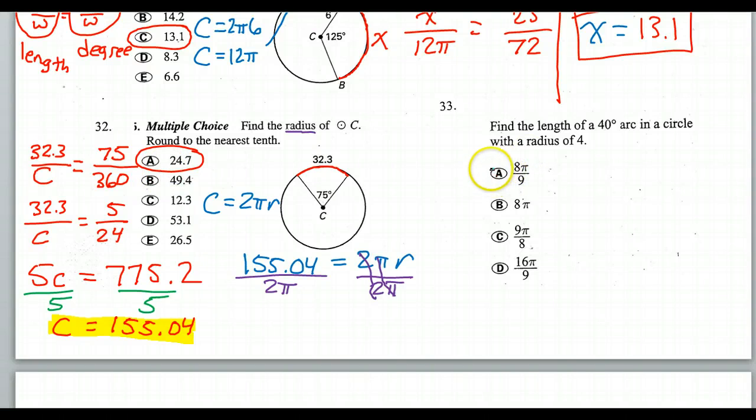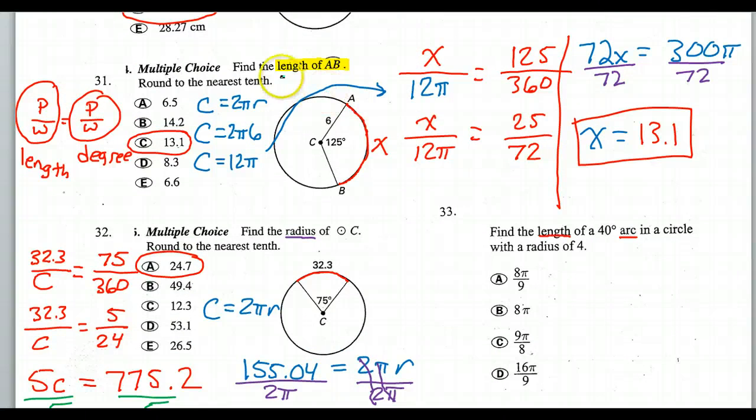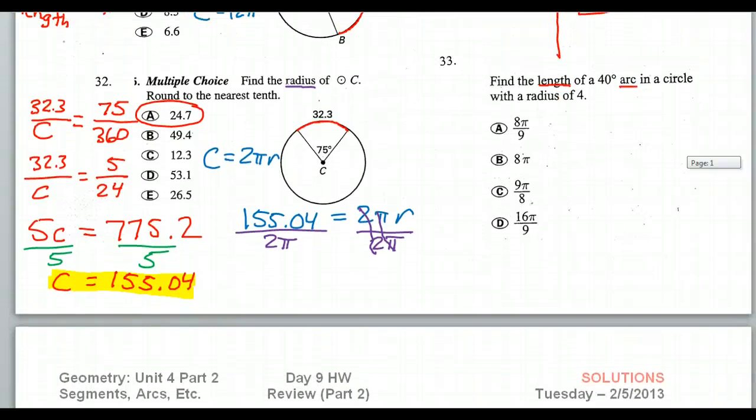Okay, look at number 33. Find the length of a 40-degree arc in a circle with radius 4. They didn't give us a picture, but we don't really need it. You see that we're talking about the length of an arc. Like I mentioned before, as soon as you see arc length, see here we're given arc length. Here we're told to find the arc length. In number 31, we were told to find the arc length. Anytime arc length is involved, that's when you should go straight to part over whole equals part over whole. So let's do that now.